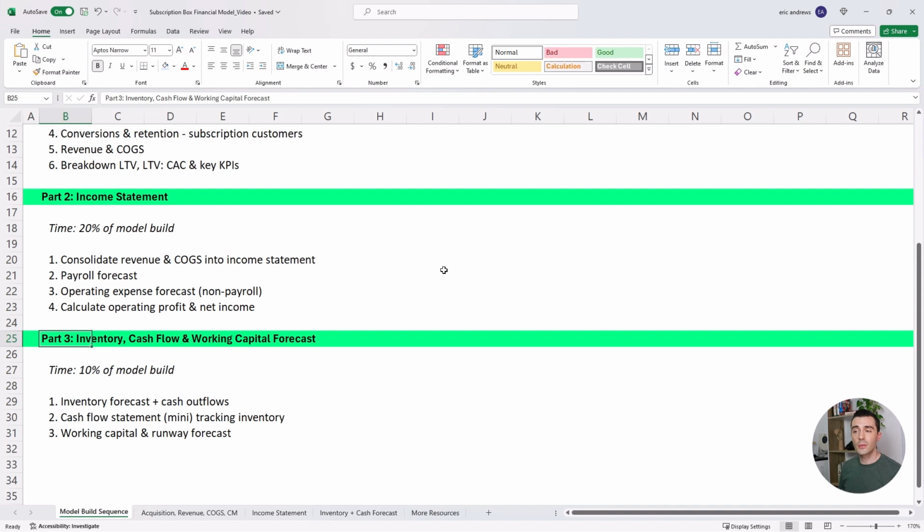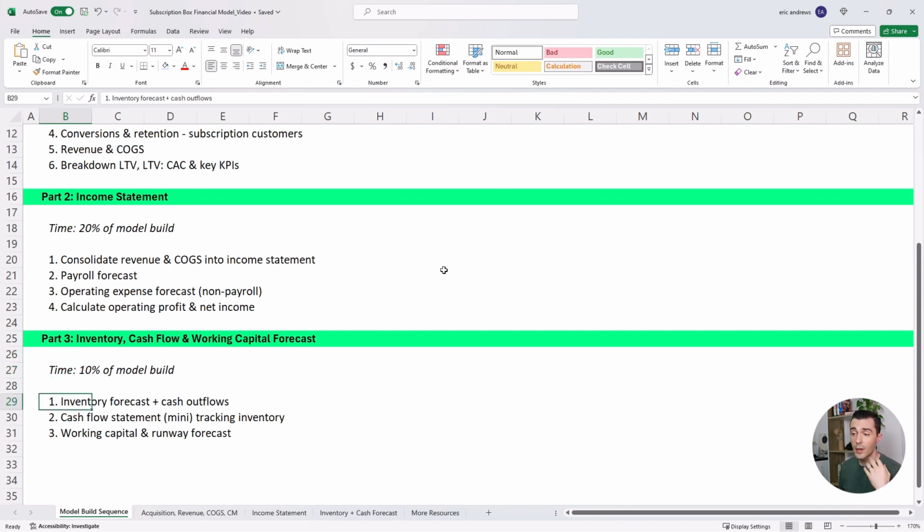And then in part 3, with inventory-based businesses, so CPG businesses, inventory is the thing that will make or break your profitability and your cash flow. So a lot of businesses go broke because they incorrectly manage their inventory and they run out of money, even though people want to buy their product. So it's important to have an inventory forecast and tie that back into your balance sheet and cash flow so you can manage your cash and working capital position.